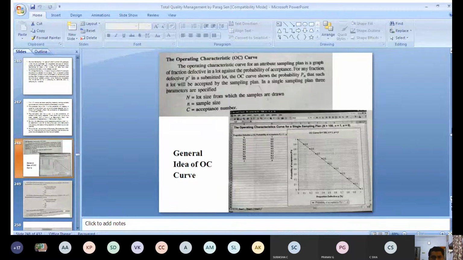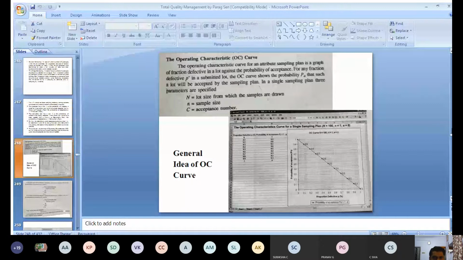So the operating characteristic curve for an attribute sampling plan is a graph of fraction defective in a lot against the probability of acceptance. For any fraction defective P dash in a submitted lot, the OC curve shows the probability PA that such a lot will be accepted by the sampling plan.